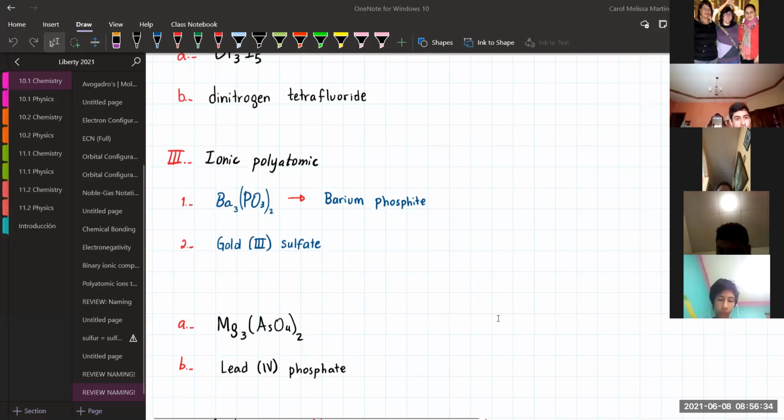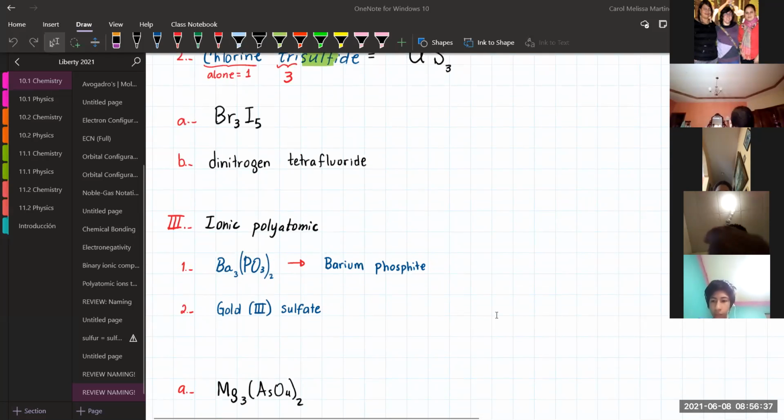The next two exercises are for ionic polyatomic. In my opinion, this is the easiest way, because the naming process depends only on the name of the polyatomic ion. Take a look at this naming process. It says barium, and here I have barium. And it says phosphite, and here I have the ion phosphite.